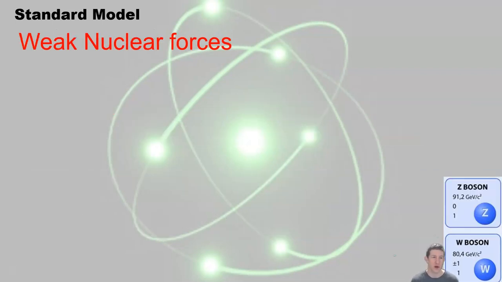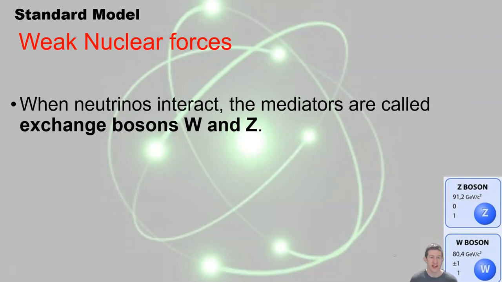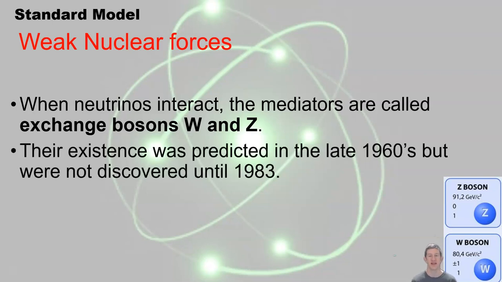Then we look at the weak nuclear force. So when a neutrino interacts, the mediators are called these exchange bosons. So W and Z exchange bosons are those weak nuclear force mediators that we talked about earlier when we talked about all those fundamental forces and their particles. Their existence was predicted in the 1960s, but it wasn't discovered until 1983. So this is a bit like that graviton we said. We haven't yet discovered it, but its existence is predicted. It may only be a matter of time before we do discover it and confirm that, just like we did with the W and Z boson.